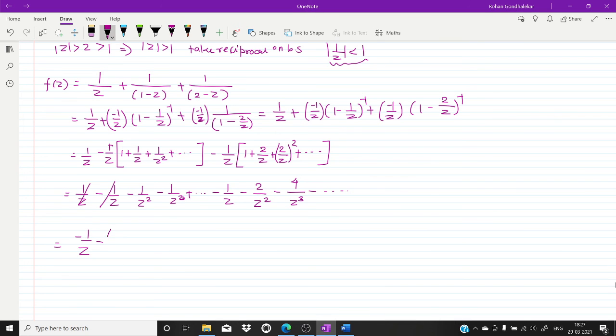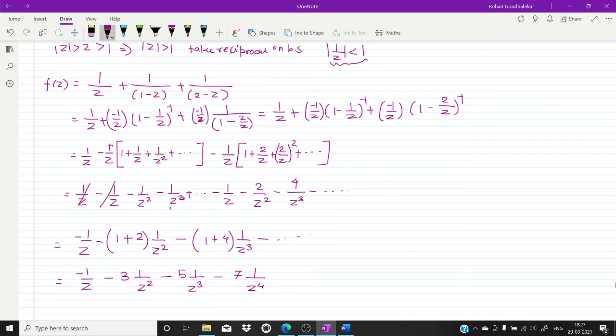As both are in the minus, I'm taking it common. So here I'm getting 1, and here I'm getting plus 2 into 1 upon z square. Again I'm taking the minus sign common. From here the coefficient will be 1, and here the coefficient will be 4 into 1 upon z cube minus, and so on. So hence my answer is minus 1 upon z minus 3 into 1 upon z square minus 5 into 1 upon z cube minus 7 into 1 upon z raised to 4 minus, and so on.